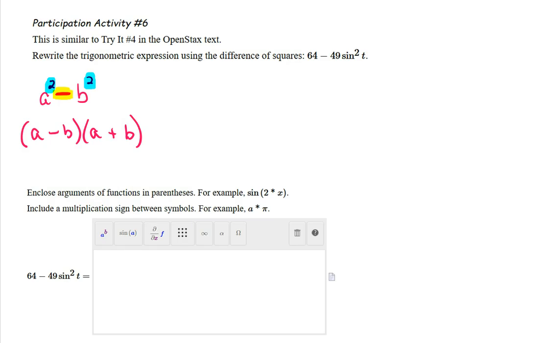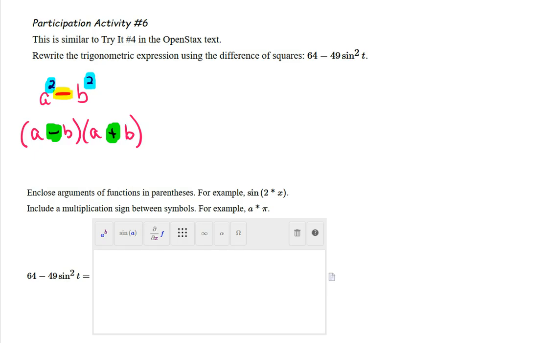Those are called binomial conjugates because they both start with an a and end with a b, but one of them has a minus sign and the other one has a plus sign. So they're just opposite signs.